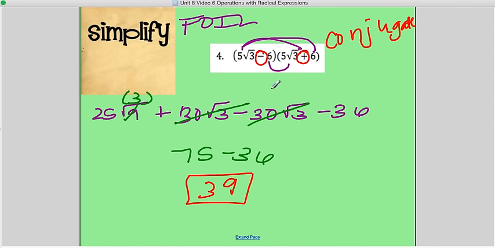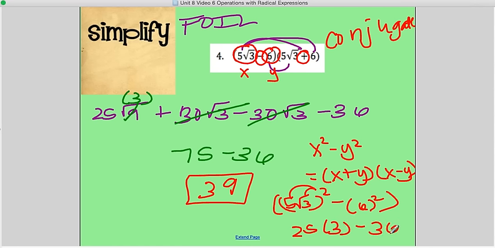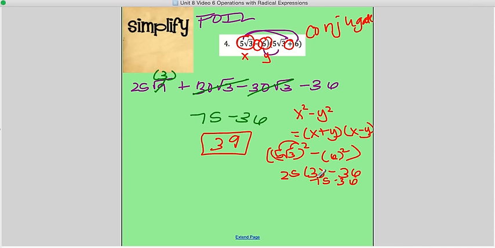Do you guys remember difference of perfect squares? Okay, if we had x squared minus y squared, you could factor that as x plus y and x minus y. Well, essentially what you could do is if I took my beginnings, this is really like my x, and this is like my y, and you square them, so if you take 5 square root of 3, and you square it minus your y value at 6 squared, you would have 25 times square root of 3 squared is 3, minus 36. Isn't that what I had above? Yes, it's 75 minus 36, which will leave us with 39.